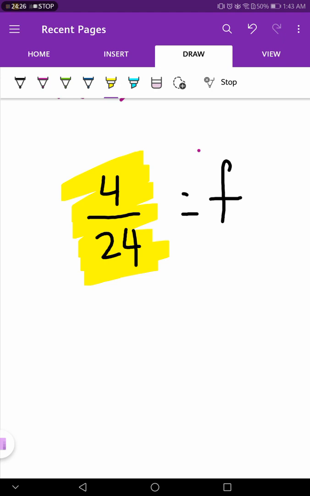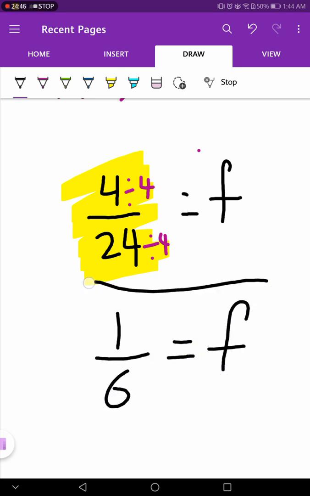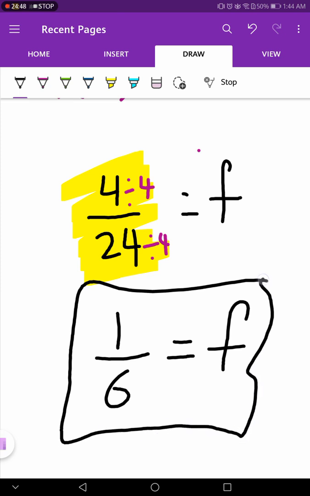Okay, my dear student, you can divide this by 4 and this by 4 in one step, or you can divide each time by 2. It is up to you. 4 divided by 4 equals 1, and 24 divided by 4 equals 6. So f equals 1/6, or 1 over 6, is the solution of the equation.